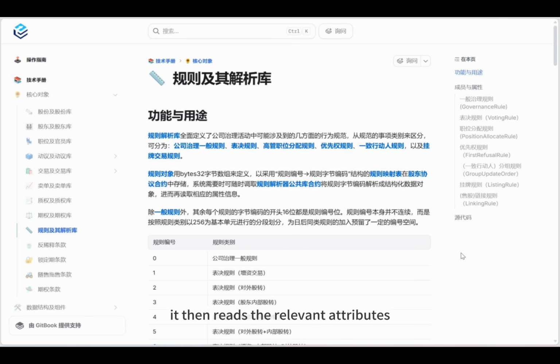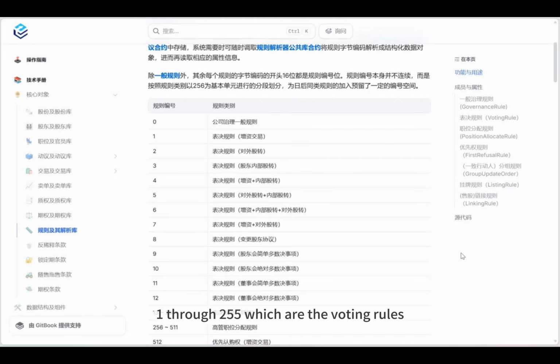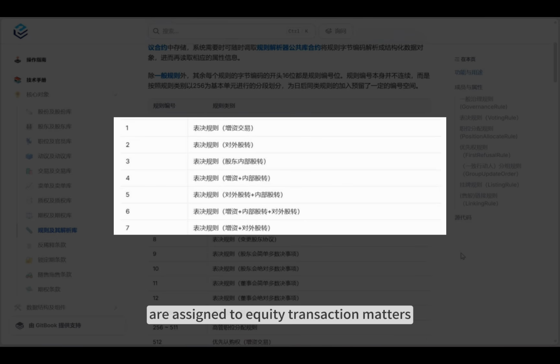It then reads the relevant attributes and extracts the required rule data. Each rule has a unique rule number. The previous video covered rule number 0, the general corporate governance rules. This video will cover rules 1 through 255, which are the voting rules. Among these, rules 1 through 7 are assigned to equity transaction matters.